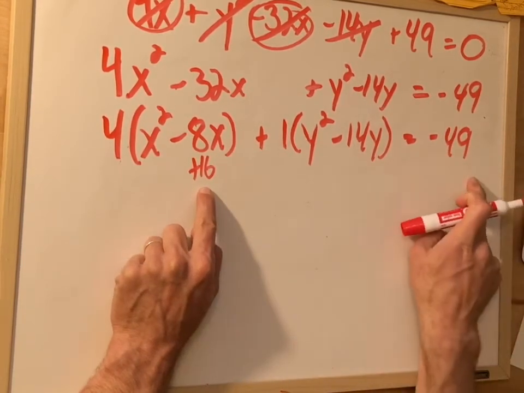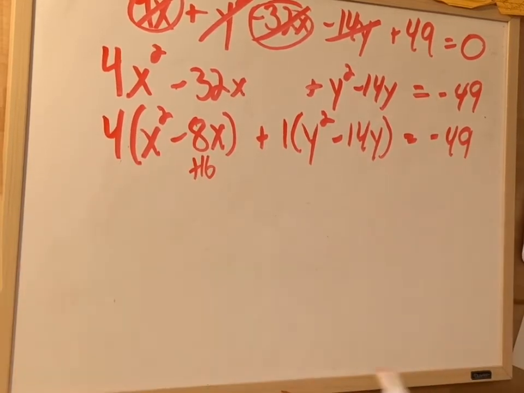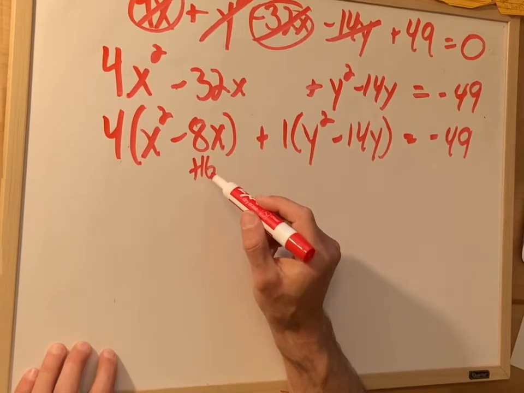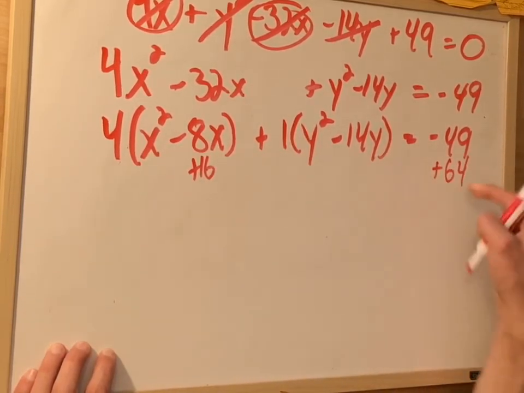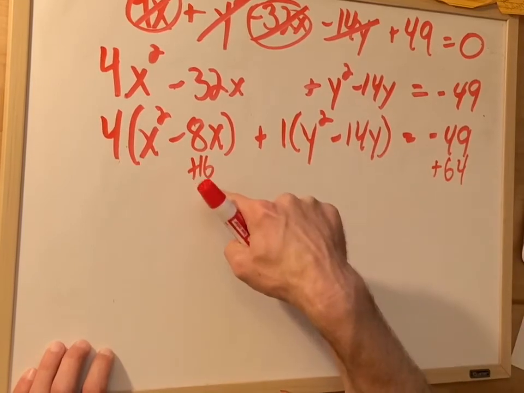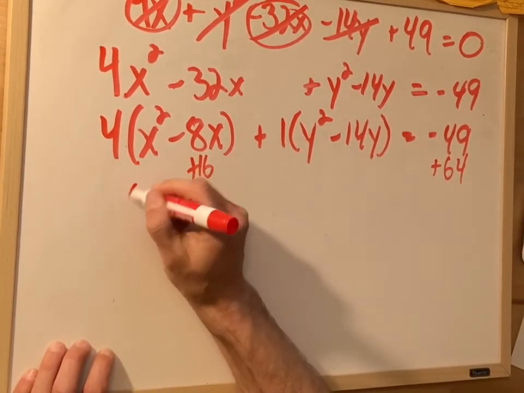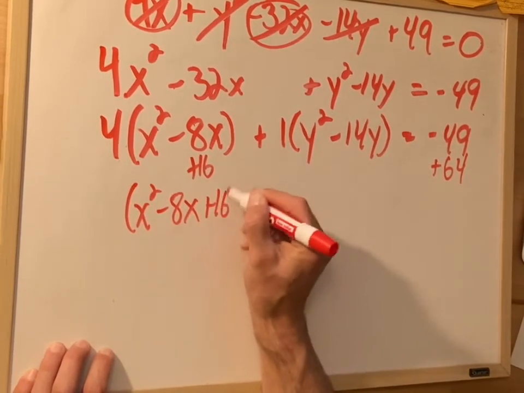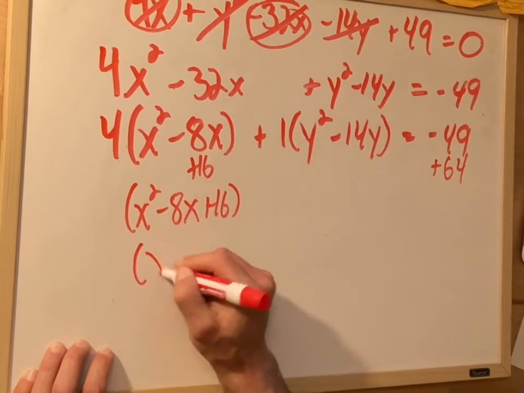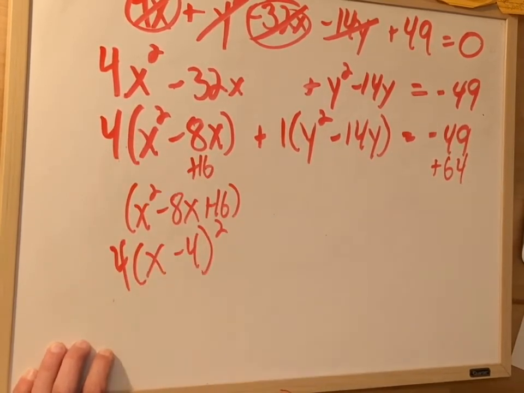Well, on the notes I say multiply it by what you factored out and then add that. 16 times 4 is 64. You have to multiply it and then add it over here. Now we have x squared minus 8x plus 16. Now I can factor this. This becomes x minus 4 squared. But I have to use that 4 that I factored out.